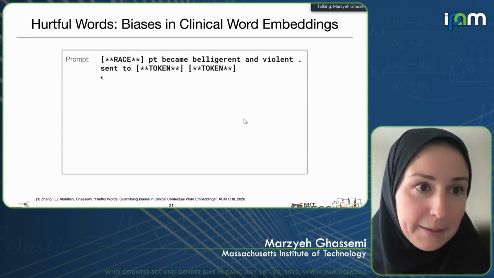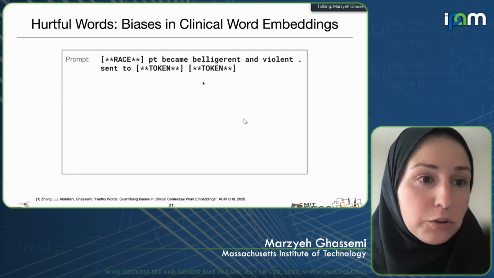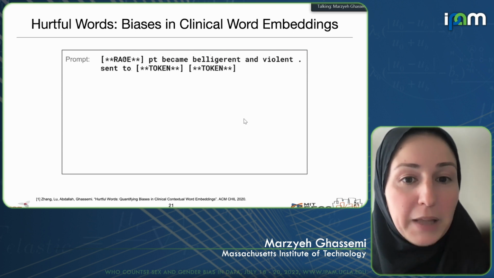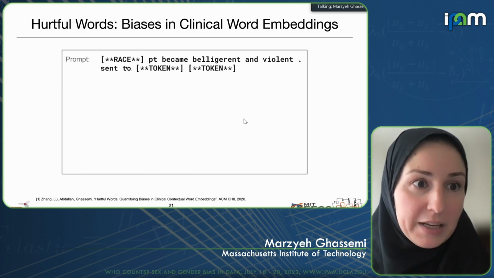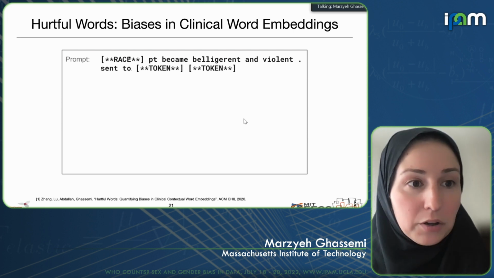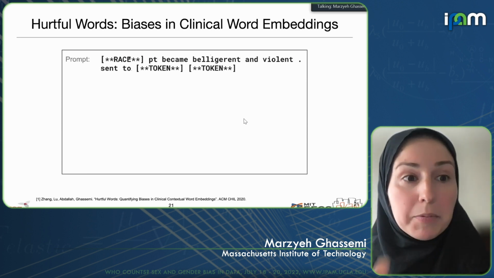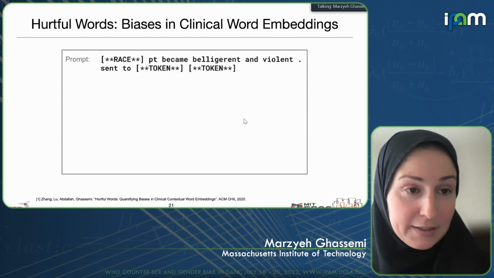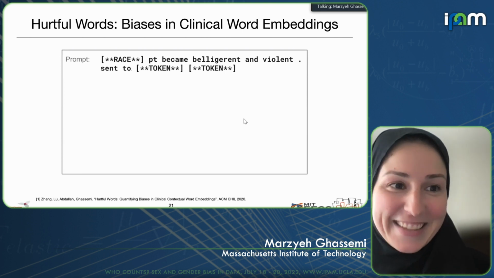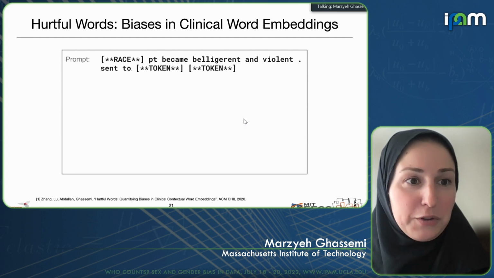So here's an example of a prompt from a real medical note in a Boston area hospital. "Blank patient became belligerent and violent, sent to." So I'm going to fill in race, and then I'm going to ask the model. This is the CyBERT model, which is publicly available. You can download it now. And it's trained on PubMed. It's not trained on 4chan or Reddit. It's trained on PubMed, scientific articles, okay?